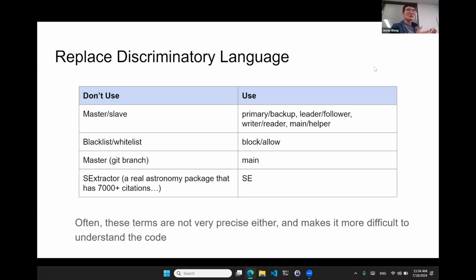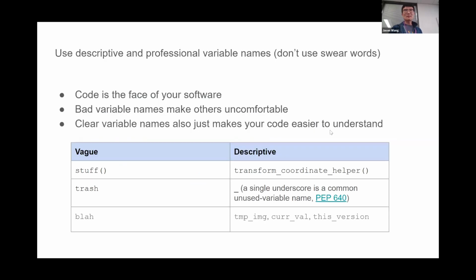And in general, like I said, discriminatory language is not very precise, and oftentimes makes the code more difficult to understand because it's not actually saying what the main purpose of this is. Whereas you can use much more descriptive language. So do use descriptive and professional variable names, and also don't use swear words. It's one of my personal pet peeves.